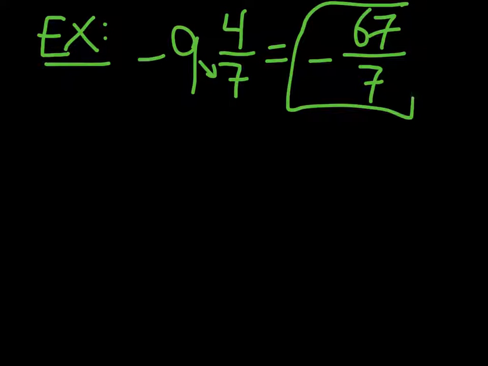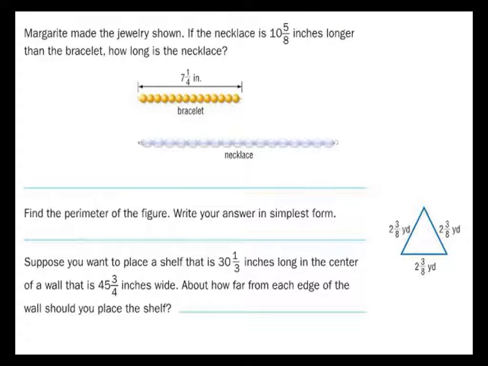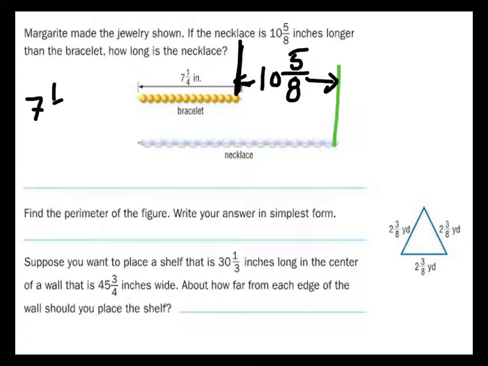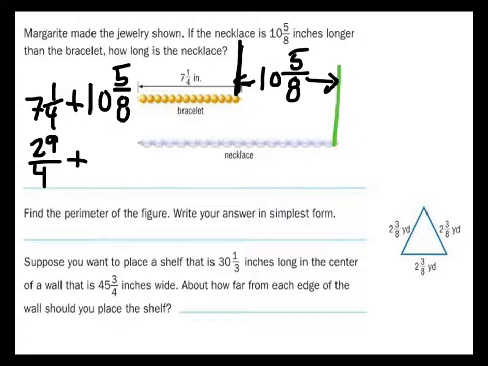Margaret made the jewelry shown. The necklace is 10 and 5/8 inches longer than the bracelet. So notice this is the bracelet, and the necklace would be another 10 and 5/8 inches longer from here to here. All we're going to do is take that 7 1/4 and add it to 10 and 5/8. So let's turn these into improper fractions: 29/4 plus 85/8.